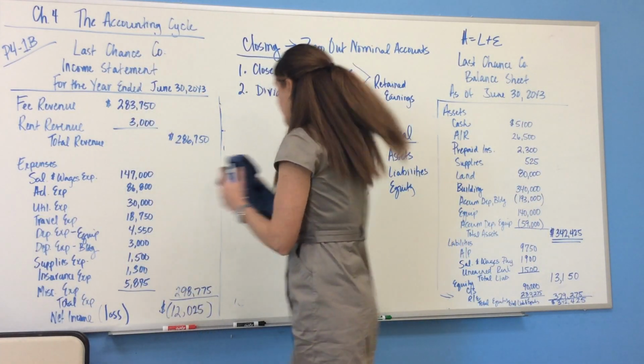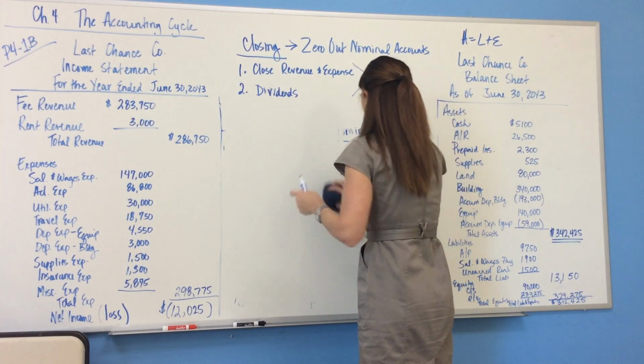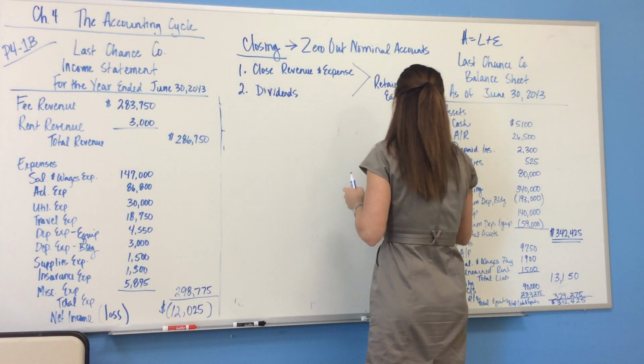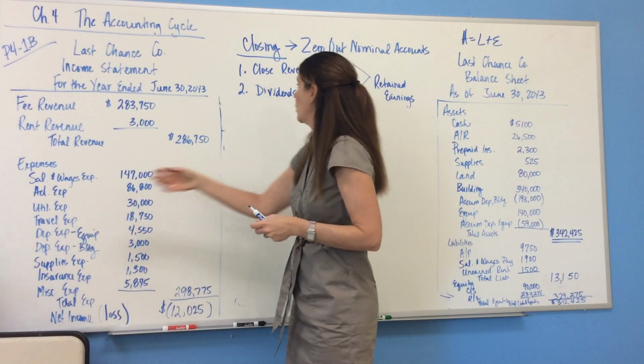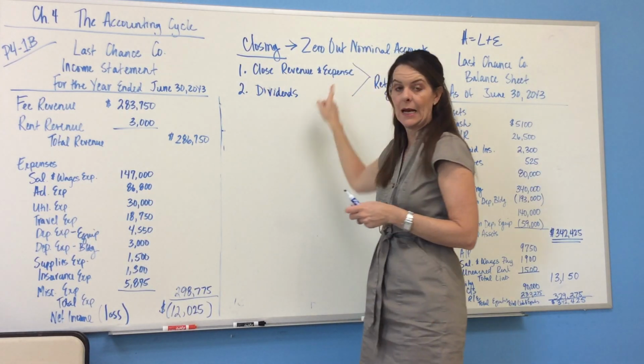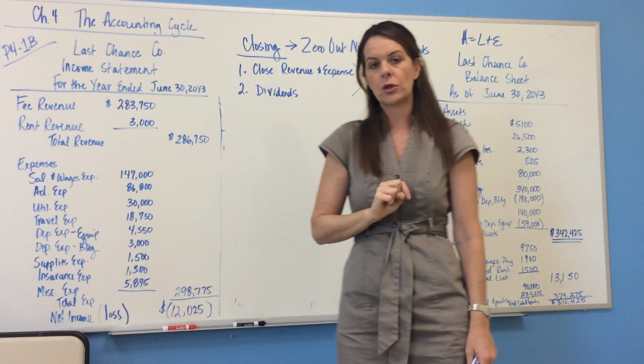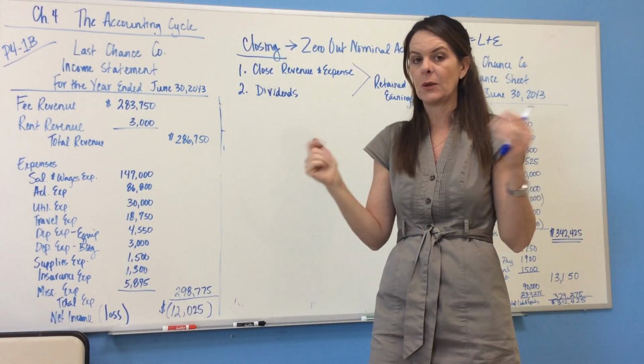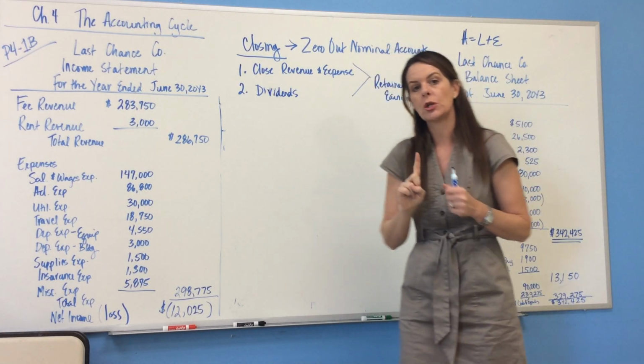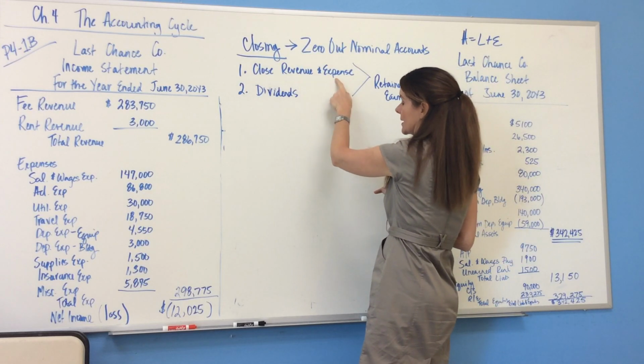All right, so let's do it. We've got 2 journal entries. I listed them there. The first journal entry is to close out both the revenue and expense accounts. So we're going to do one journal entry. It's going to be a compound journal entry. It's going to be rather large. We're going to do one journal entry to close out both revenue and expense.